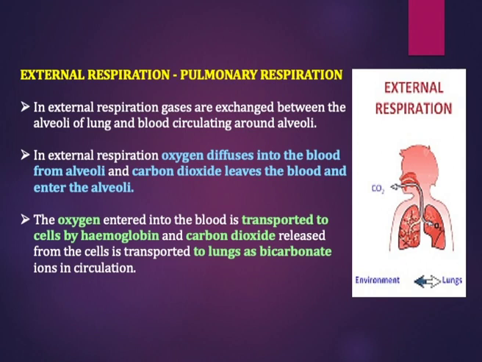The external respiration, let us see in detail. It is also called pulmonary respiration, because the pulmonary organs, that is the lungs, are involved. In external respiration, gases are exchanged between the alveoli of the lung and the blood circulating around the alveoli. Oxygen diffuses into the blood from the alveoli and carbon dioxide leaves the blood and enters the alveoli. The oxygen that has entered the blood is transported to the cells by hemoglobin, and the carbon dioxide released from the cells is transported to the lungs in the form of bicarbonate ions in the circulation.